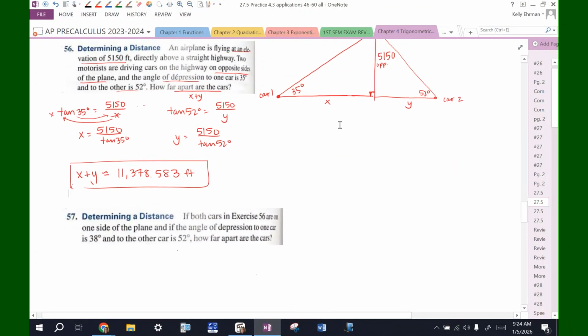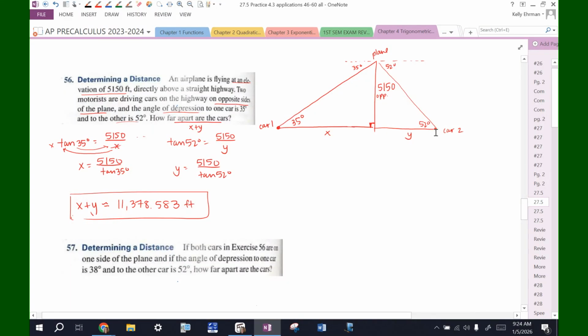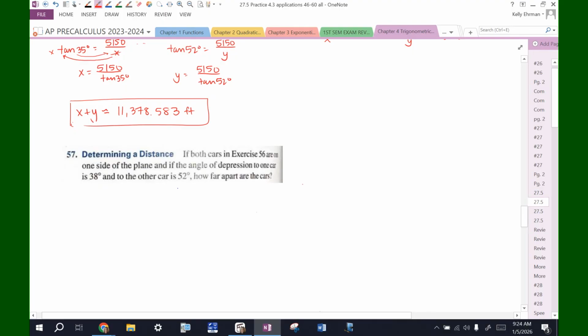Now, 57. If both cars in exercise 56 are on one side of the plane, and if the angle of depression to one car is 38 and the other is 52, I don't know why we had to make that difference, how far apart are the cars? So the picture has slightly changed. Imagine that you're swinging this car 2 over to this side. So let's draw that picture.